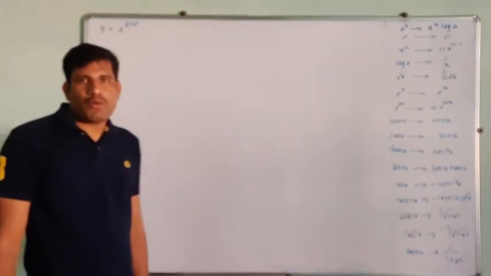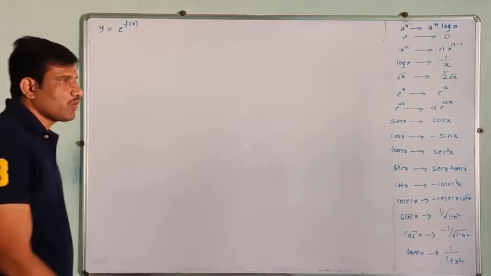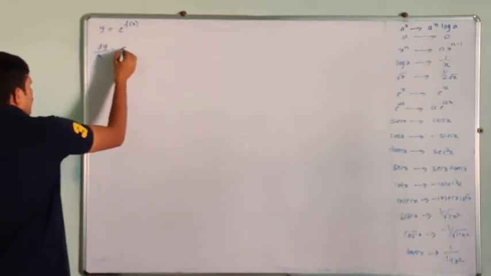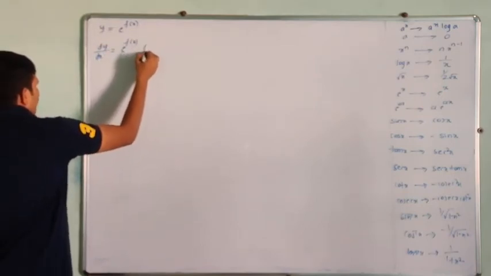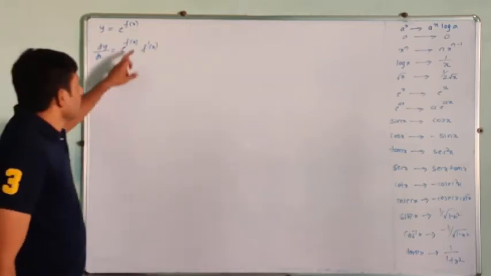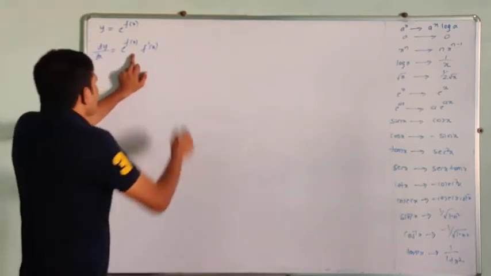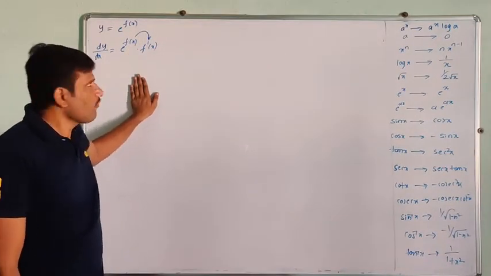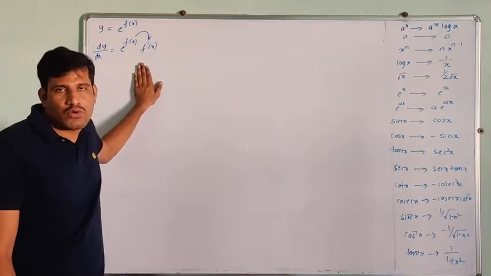When we have e power any function, e raised to f of x, its derivative dy by dx is e raised to f of x into f dash of x. We have to write this function as it is, and after that we have to differentiate this function. The derivative of e raised to f of x is e raised to f of x into f dash of x.